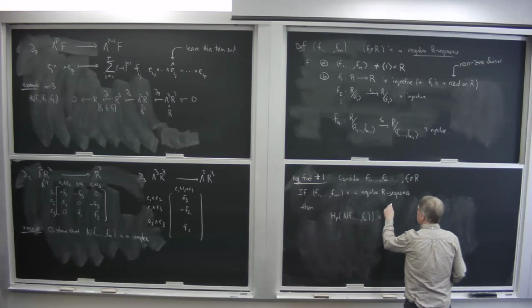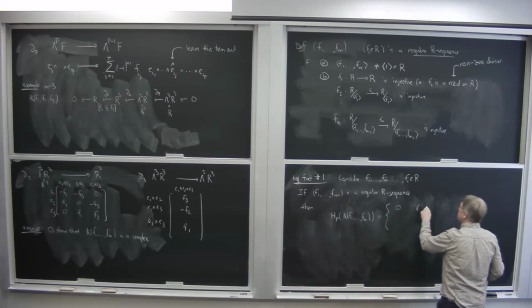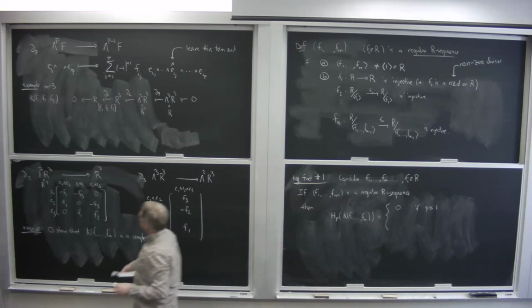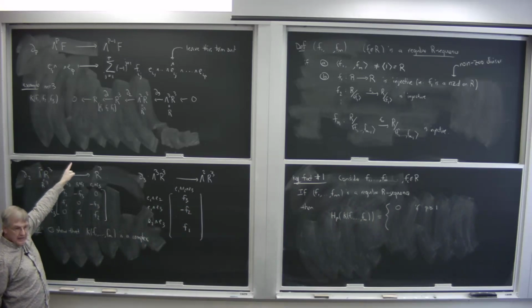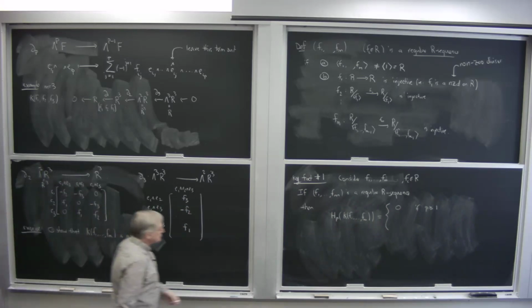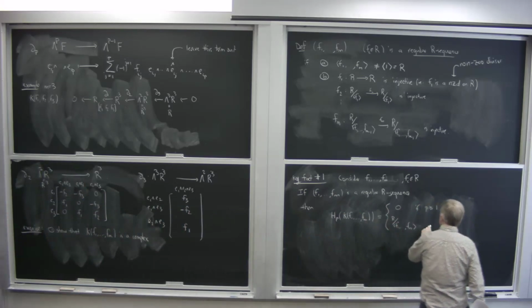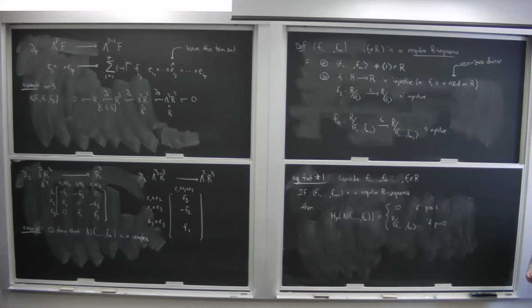So this thing is one of two things, if it's a regular sequence. It's 0 if p is at least 1. Actually, if p equals 0, what is it always? So what is the homology at the rth step? It's the kernel, which is everything, mod the image, which is the ideal generated by the f's. So this is equal to R mod the ideal generated by f1 to fm, if p equals 0. Okay. This is pretty good.